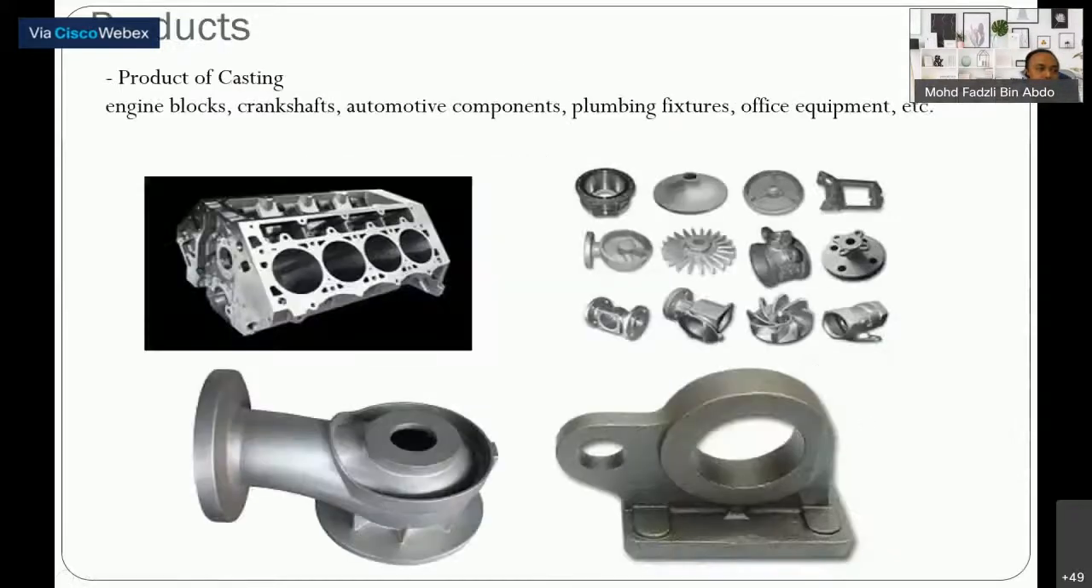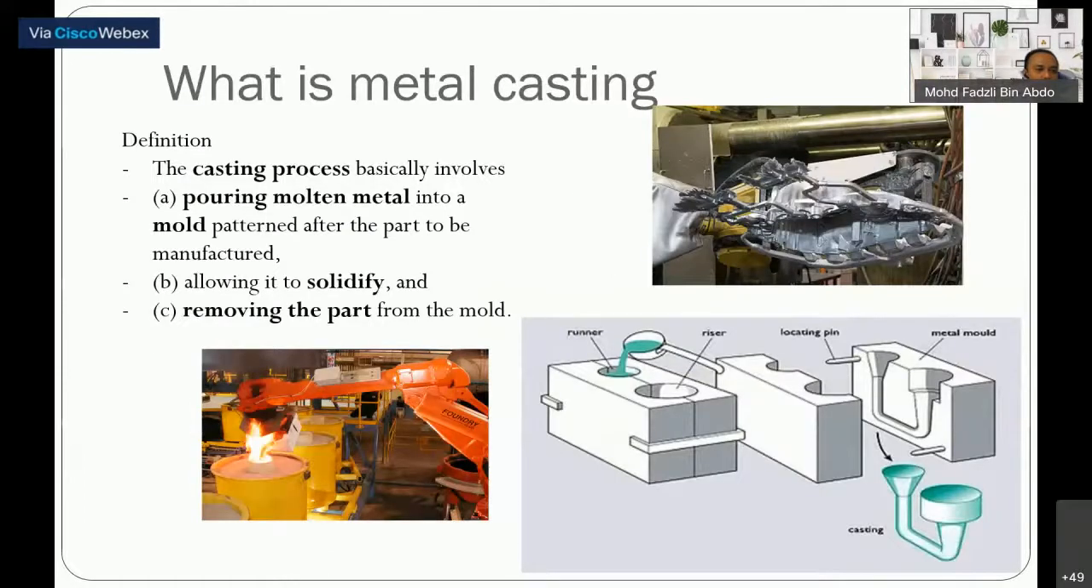Okay. This is some example of the product of the casting, the engine blocks, this one, and then the crankshaft, automotive component, plumbing fixture, office equipment, etc. Kebanyakannya dalam otomotif adalah by the product is made of the casting. Okay, what is the metal casting?